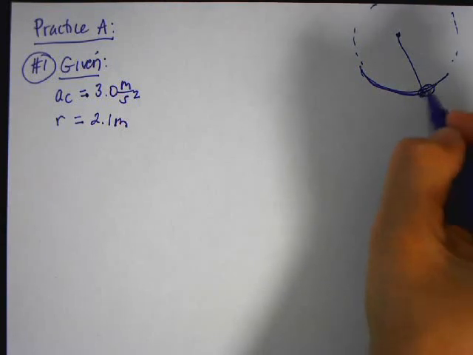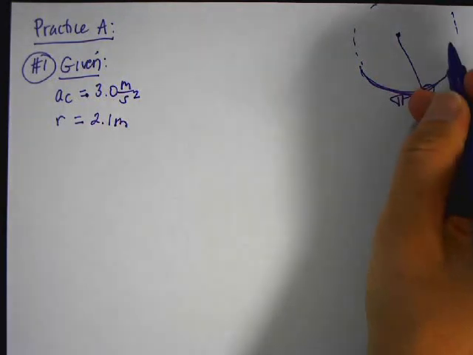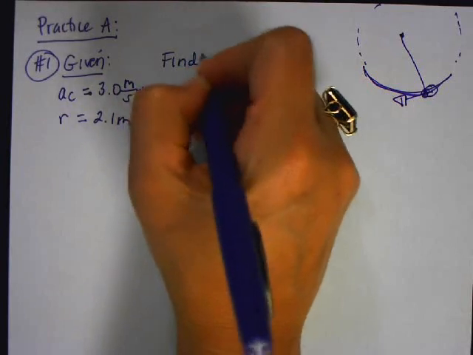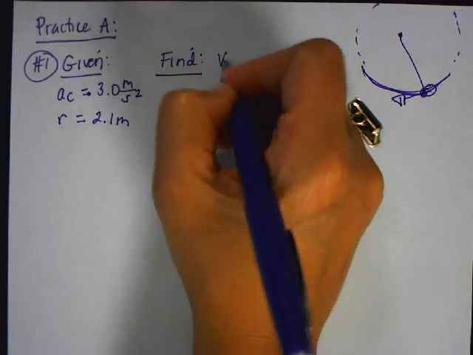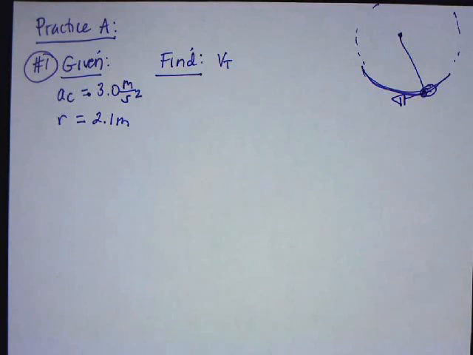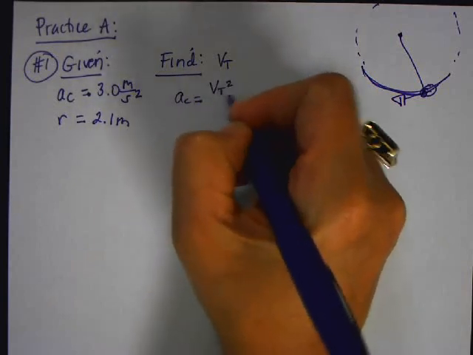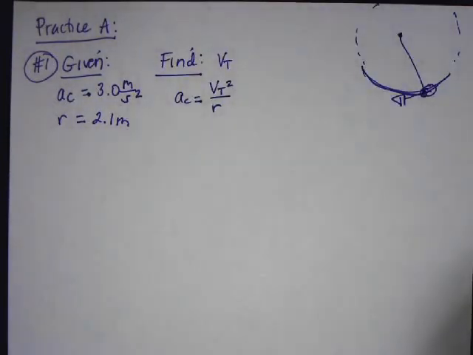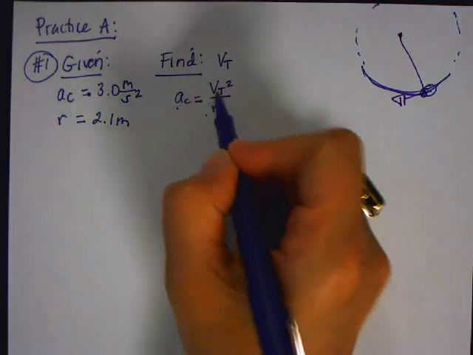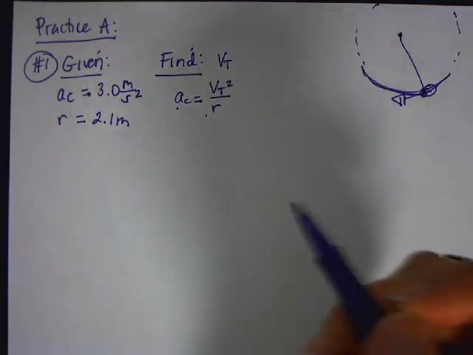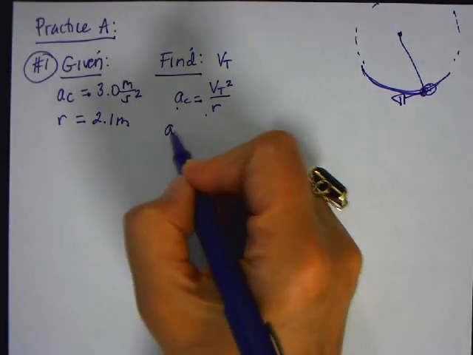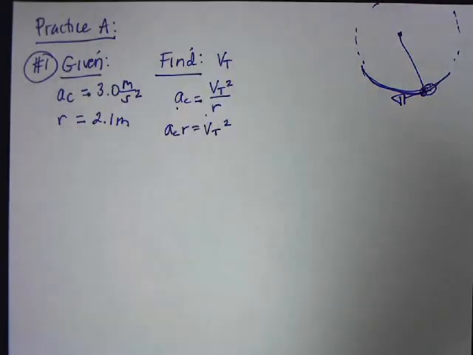Now we know that the speed always acts what? Tangent to the circle as it's going around. So the speed is always tangent to the circle, so that's what we want to find, the tangential speed, which we'll call Vt. So the basic equation is centripetal acceleration is the tangential speed squared divided by r. But since we have a and r, we want to solve for v. So I'm going to rearrange the equation: ac times r is equal to vt squared.